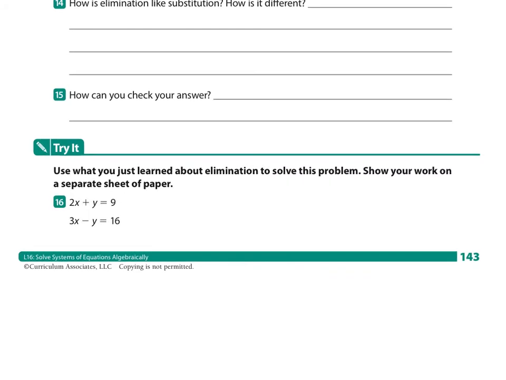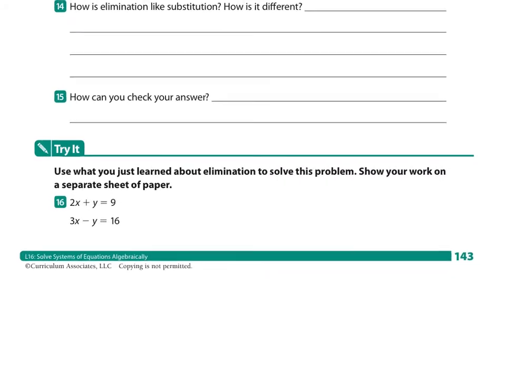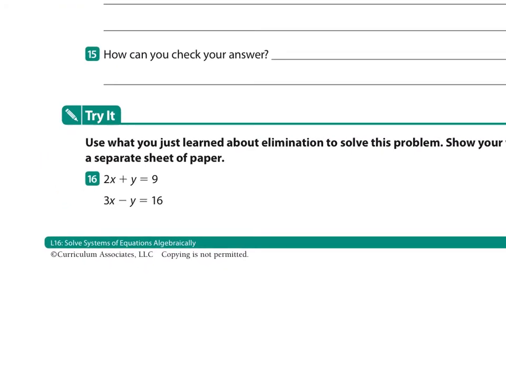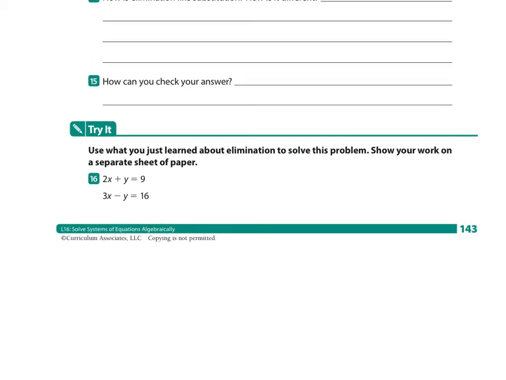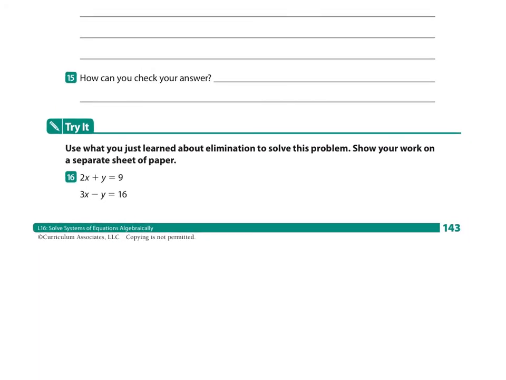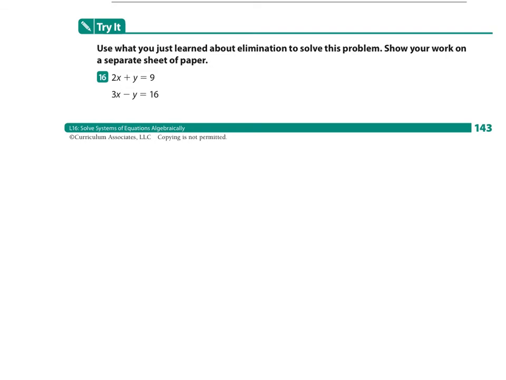Okay, number 16. So let's use elimination on number 16 to solve this. So I'm going to rewrite these down here where I've got a little bit more room. So I have 2x plus y equals 9. 3x minus y equals 16. If you prefer to have ones in here, you can write those in there.